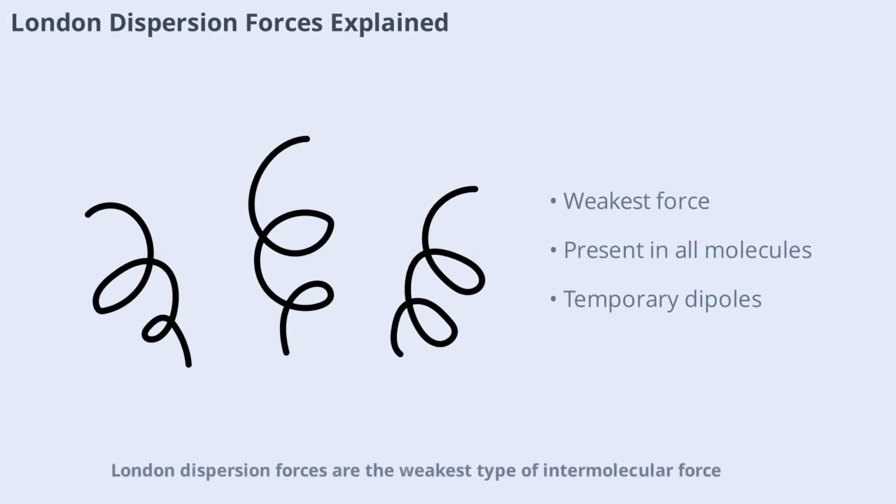London dispersion forces are the weakest type of intermolecular force, but they are present in all molecules, whether polar or nonpolar. These forces arise due to temporary fluctuations in electron distribution, creating momentary dipoles that attract neighboring molecules. Even noble gases like helium and argon experience London dispersion forces, which is why they can condense into liquids at very low temperatures. The larger the molecule, the stronger these forces become, influencing boiling and melting points.